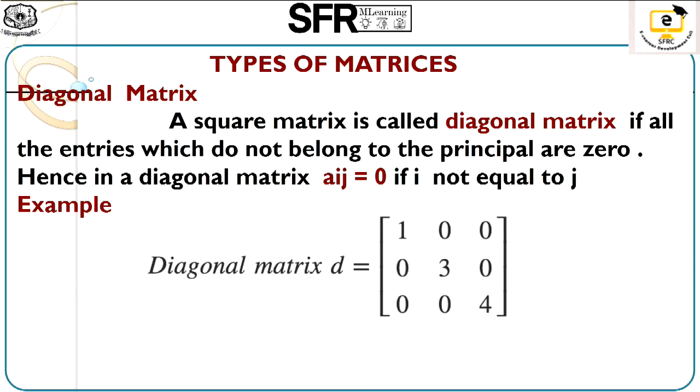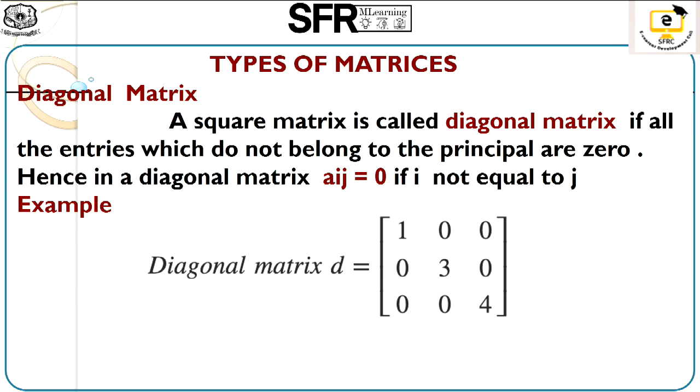Next one is the diagonal matrix. A diagonal matrix is first of all a square matrix. A square matrix is said to be a diagonal matrix if all the entries which do not belong to the principal diagonal are 0. That is, in a diagonal matrix aij equal to 0 if i not equal to j. Let us see an example, the diagonal matrix D. The first element is A11, equal to 1. By the definition, aij equal to 0 for the off-diagonal positions A12, A21 and so on. For A11, i and j are equal, so we can have any element in that place; here we write 1.